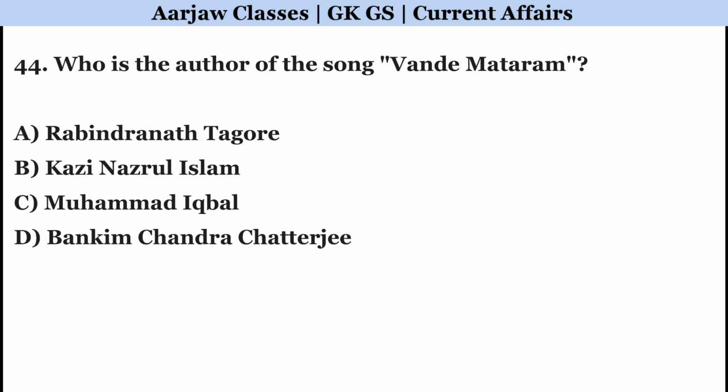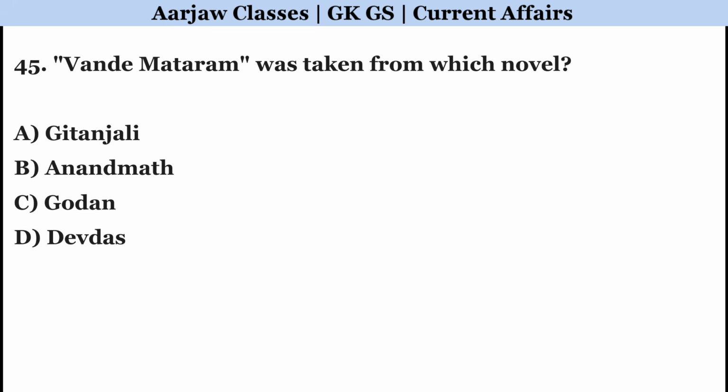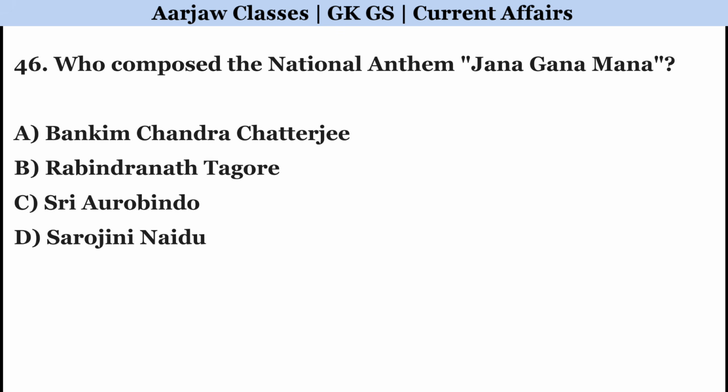Who is the author of the song Vande Mataram? Correct option is D. Bankim Chandra Chatterjee. Vande Mataram was taken from which novel? Correct option is B. Anandamath. Who composed the national anthem Jana Gana Mana? Correct option is B. Rabindranath Tagore.